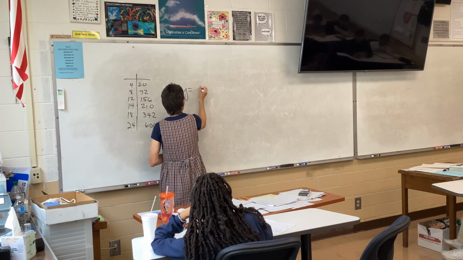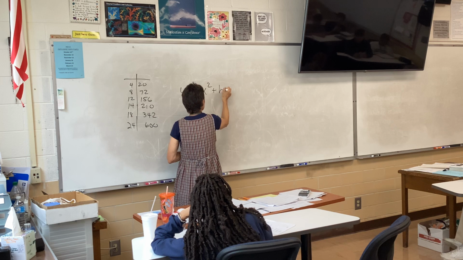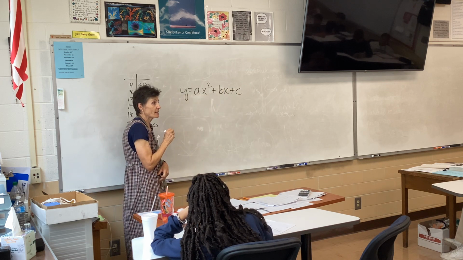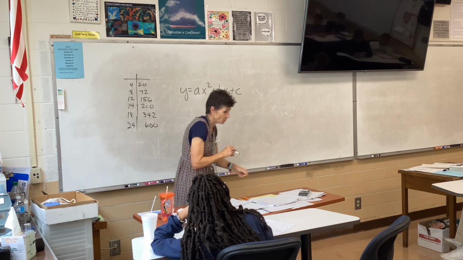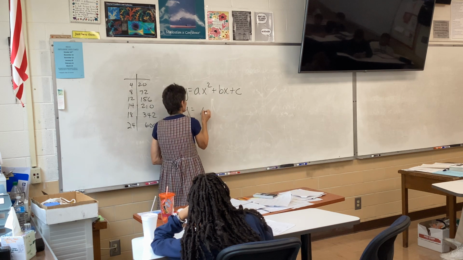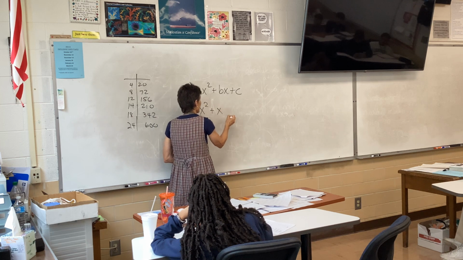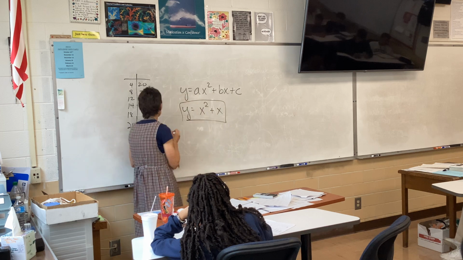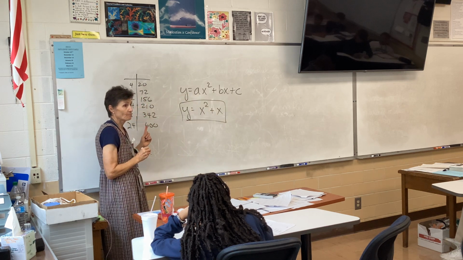So remember that a quadratic looks like this. That's what a quadratic looks like. So the calculator just told you what your A, B, and C are. So your equation is 1x squared plus 1x plus 0. So this is the equation that fits that data.